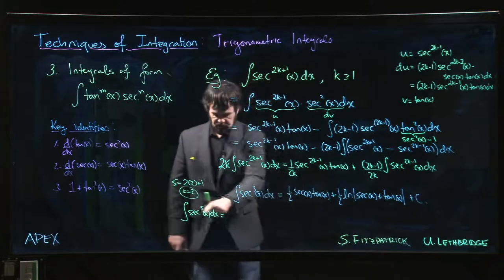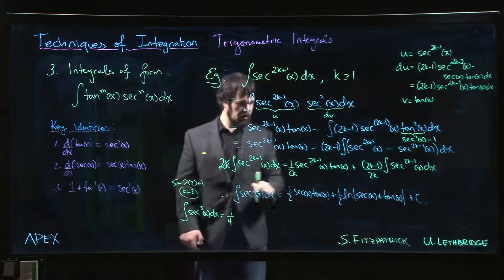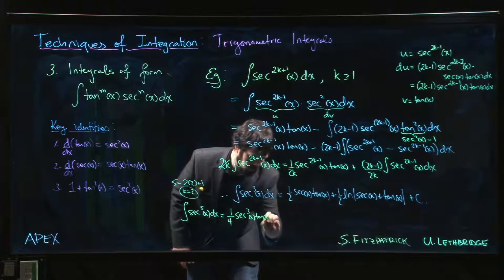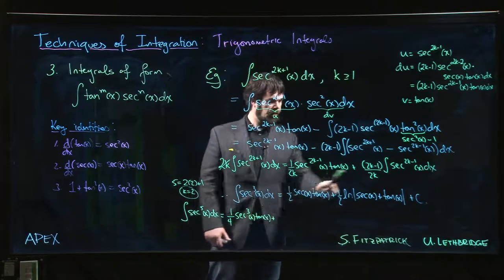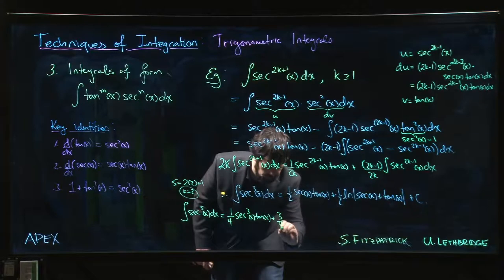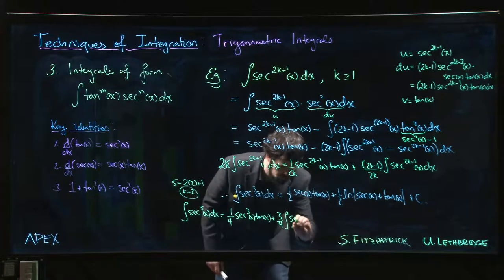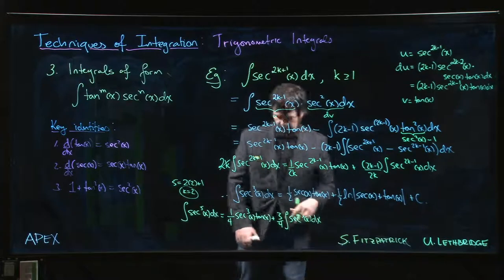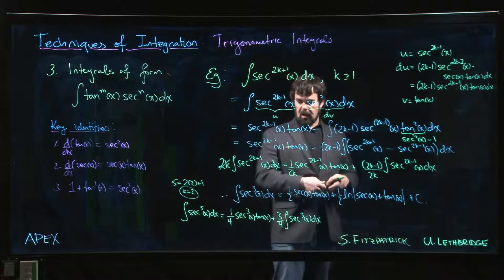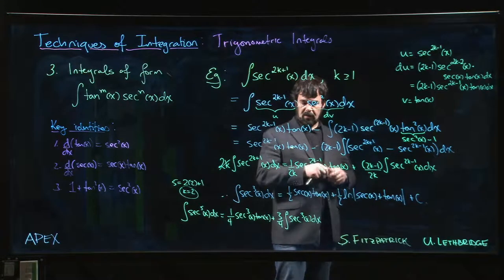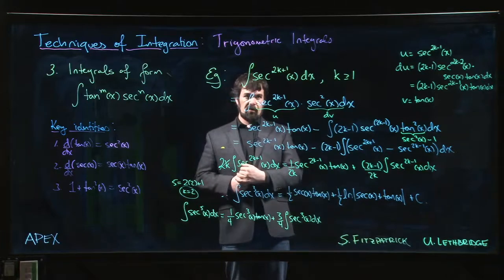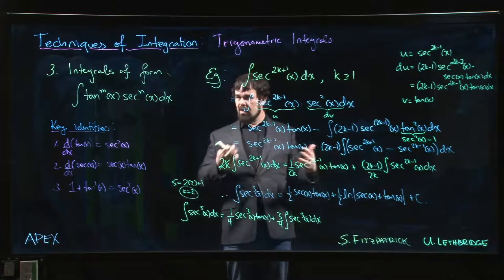So I come over here and say, secant to the 5x will be 1 over 4 secant cubed x tan x plus, so 2k minus 1 is going to be 3, so it's 3 over 4 times the integral of secant cubed. And if you've already done the integral for secant cubed, which we have, then you can substitute that in and you have the integral for secant to the 5th. Maybe we'll skip that last step because we're already running a little bit long in this video. But with this reduction formula, you can, in principle, generate integrals for all the odd powers of secant. Once you have those, you can handle pretty much anything that comes at you.